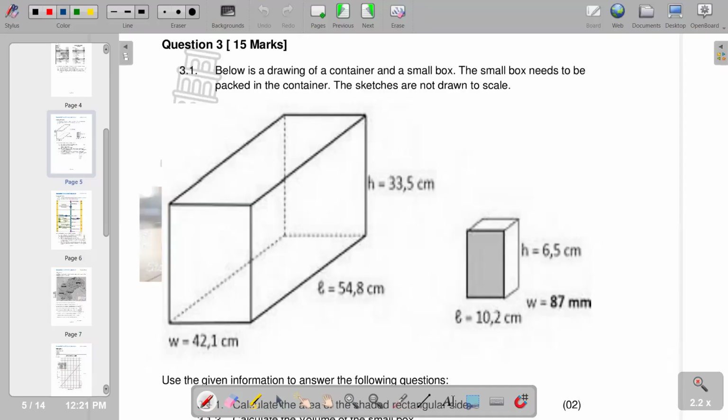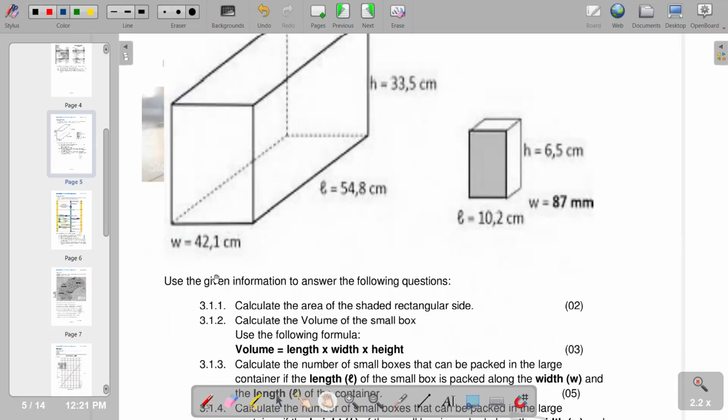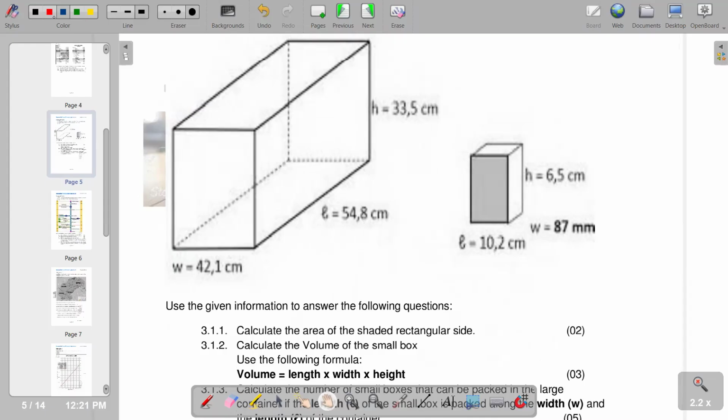Question 3 reads: below is a drawing of a container and the box needs to be packed in the container. The sketches are not drawn to scale. So this is what we have in terms of the measurements. Of course, we've got a small box and then we've got the container on this side. The question gives information to answer the following questions. First part, you have to calculate the area of the shaded rectangle side. Of course, the shaded is this part that we have here. And of course, we have to calculate the area, for which we have the height on this part, and of course, we have the width on this part.